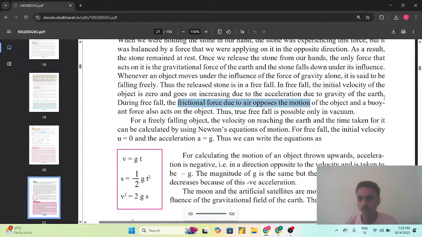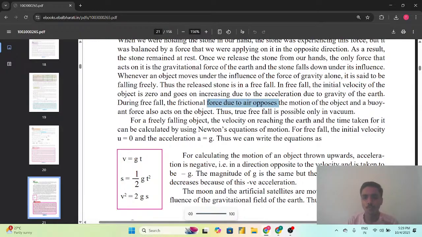The force of buoyancy, as we studied in class 9 about Archimedes' principle, is that when an object is partially or fully immersed in a fluid, a force of buoyancy acts on it in the upward direction. This force equals the weight of the fluid displaced by that object. So the buoyant force acts on an object in the upward direction. That means the force exerted on that object due to the air opposes the motion of the object falling down to the ground.